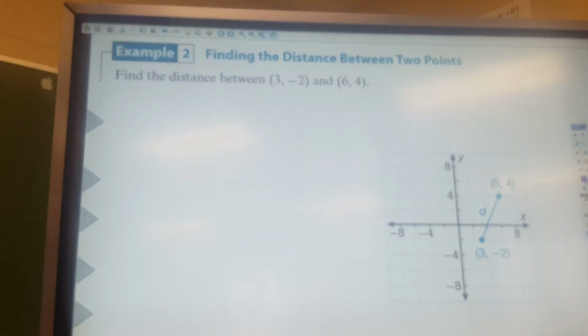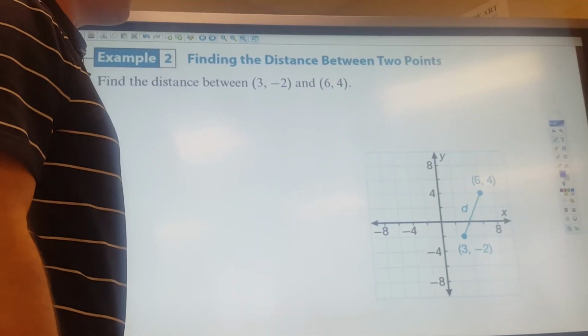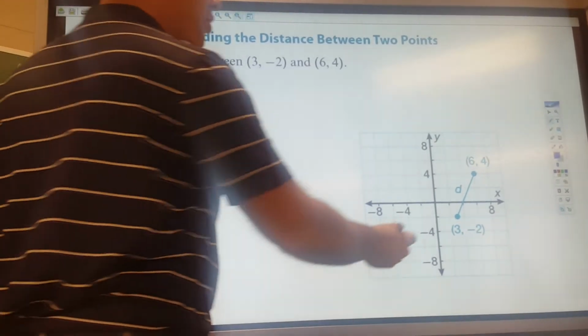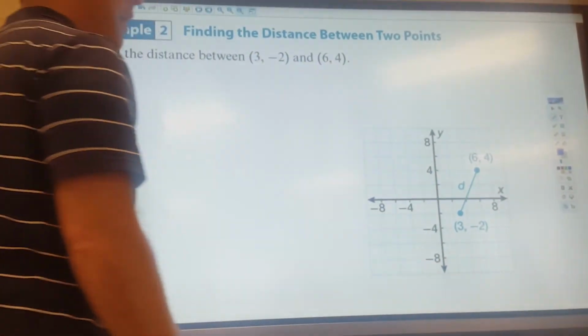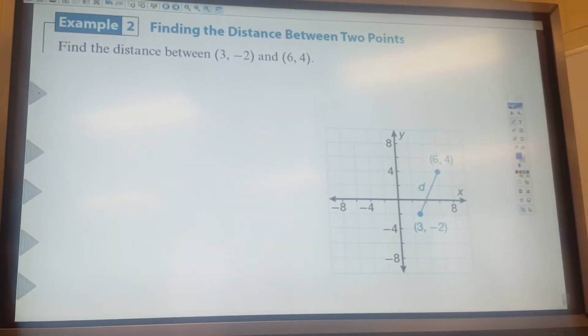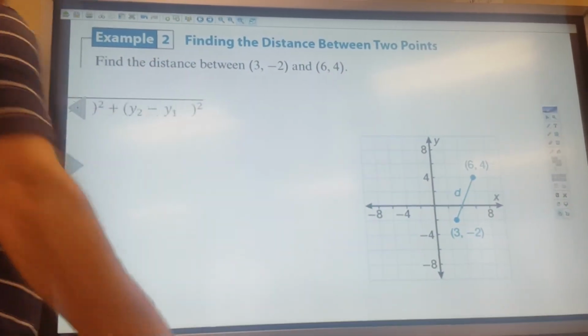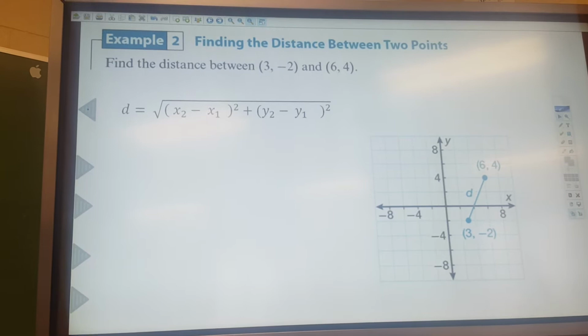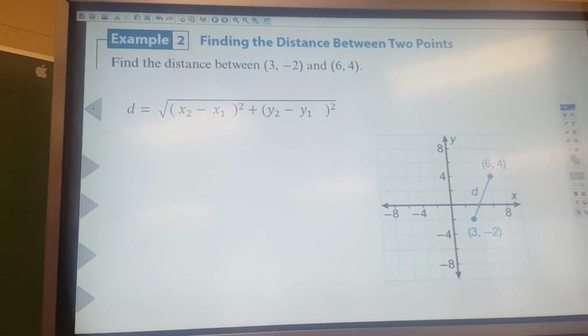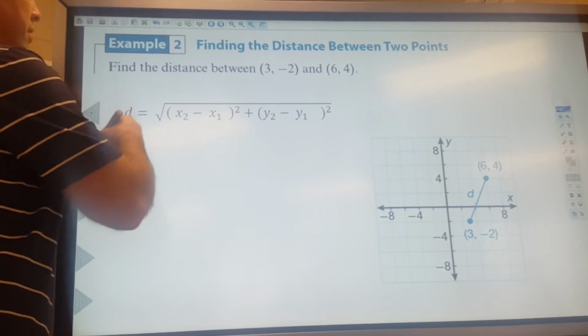All right, so here we go. We've got 2 points, (3, -2) and (6, 4). Now I could draw the Pythagorean theorem with this. We look at this. This one's in between a little bit, so that would be kind of hard to do. Or I can just use this distance formula that we created from the Pythagorean theorem. All right, so there it is. Distance is equal to x2 minus x1 squared. We already mentioned this. All right, now, what are we going to do to solve this?